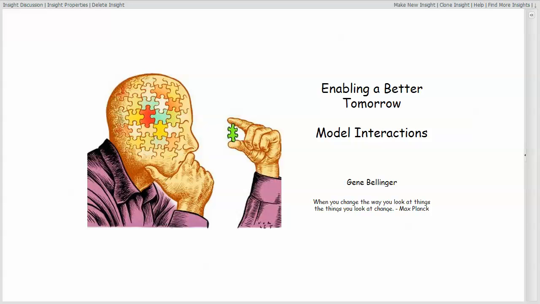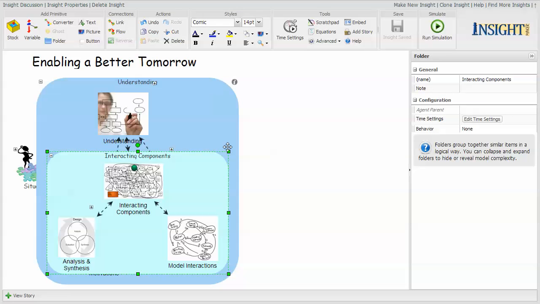Enabling a Better Tomorrow, Model Interactions. Continuing on with the understanding aspect of enabling a better tomorrow, as we do analysis and synthesis and identify the interacting components, trying to understand that set of interactions that are part of all of the possible interactions that are actually relevant to the situation we're trying to understand, it's appropriate to build a model of that set of interactions so that you can keep track of things.